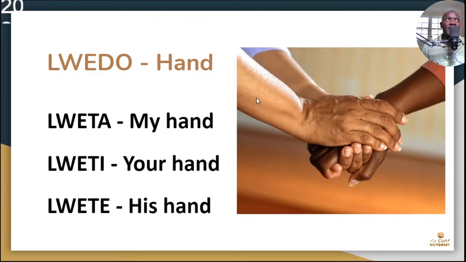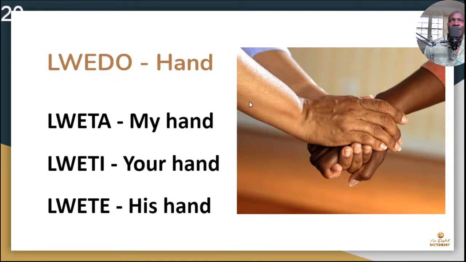Now the next one is the hands, or luedo. Luedo. That is the hands. So my hands are lueta. Your hands are lueti. And his hands are luete. Lueta, lueti, luete.